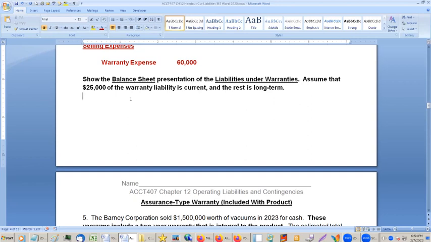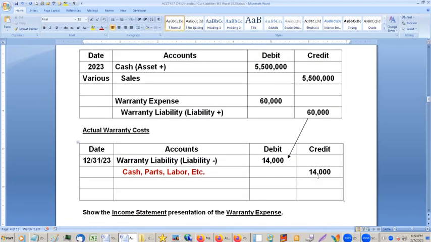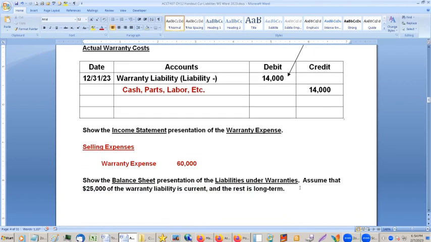Okay, the balance sheet one's a little bit trickier. How much of a liability is still left? $46,000. Yep. So I'm gonna make the calculation over here. So I'll say warranty left. Just the ending balance, probably a better way to put it. Okay, so it was 60,000, but we paid, or using parts or whatever, 14,000. So there's 46,000 left.